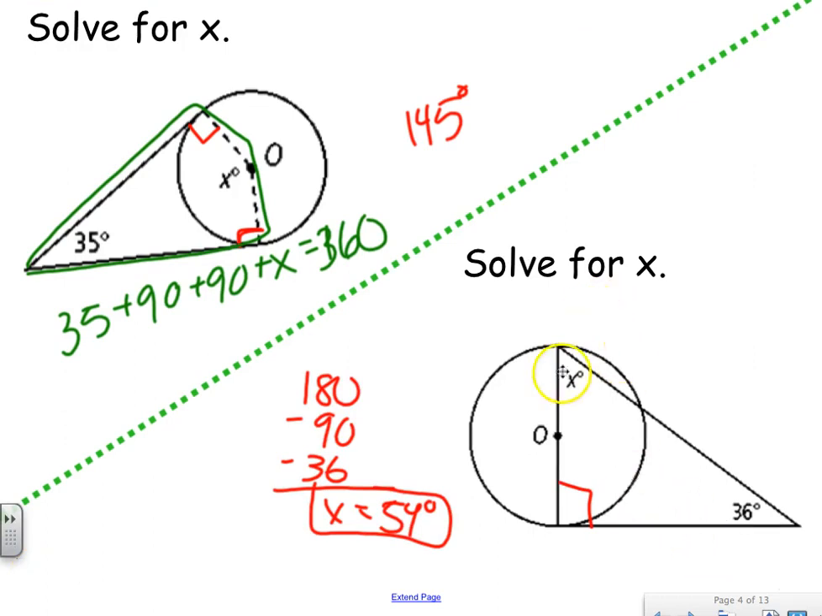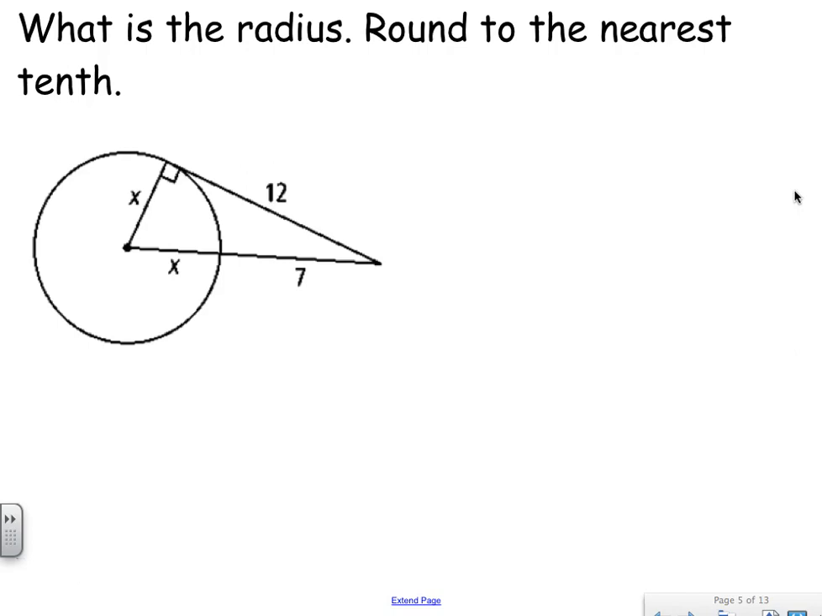Alright, so for the bottom right one, you had a tangent line right here, so point of tangency, right angle. So you've got a triangle, which equals 180, so I subtracted 90 and 36 from 180 to get 54 degrees. Okay, so not that bad for solving for a variable when you've got a tangent line. Now they obviously get a little bit harder.